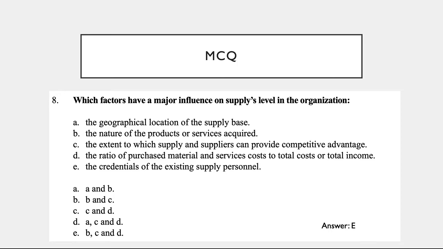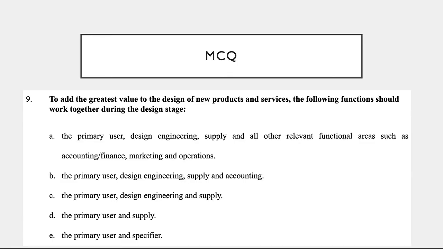Here the answer is E, which is B, C, and D together. So the factors that have a major influence on supply's level in the organization are the nature of the products or services acquired, the extent to which supply and suppliers can provide competitive advantage, and the ratio of purchased material and services costs to total costs or total income. Question number 9.